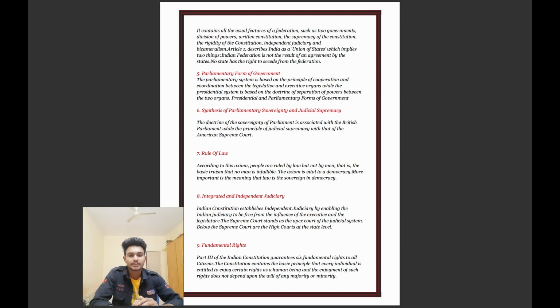The sixth one is the synthesis of parliamentary sovereignty and judicial supremacy. The doctrine of sovereignty of parliament is associated with the British Parliament, while the principle of judicial supremacy is associated with the American Supreme Court. The seventh one is the rule of law. According to this axiom, people are ruled by law but not by men. That is, no man is infallible.